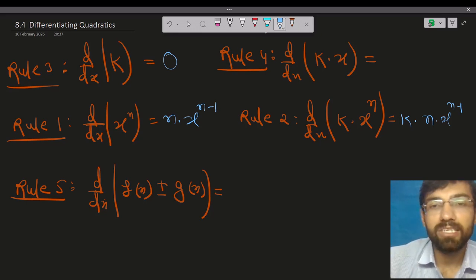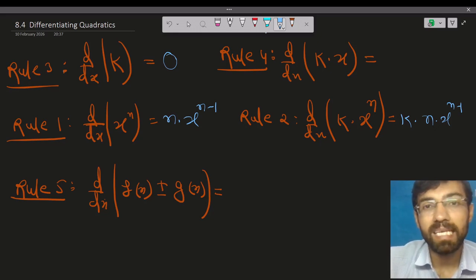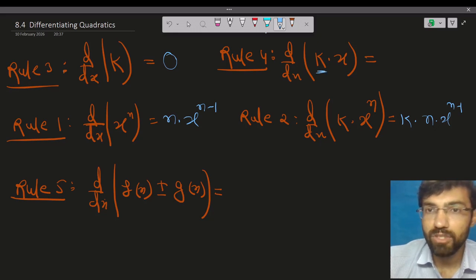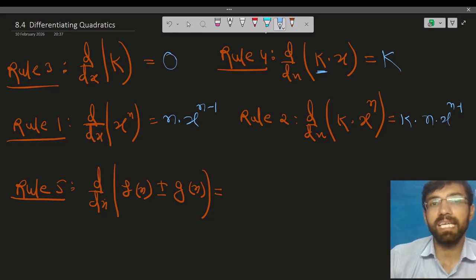Okay. Next, rule 4. Rule 3 and rule 4 are quite similar, but they have a difference also. Rule 4 is d upon dx of k into x. When some constant is in product with x, this x vanishes and the answer is k only. Differentiation of kx is k.